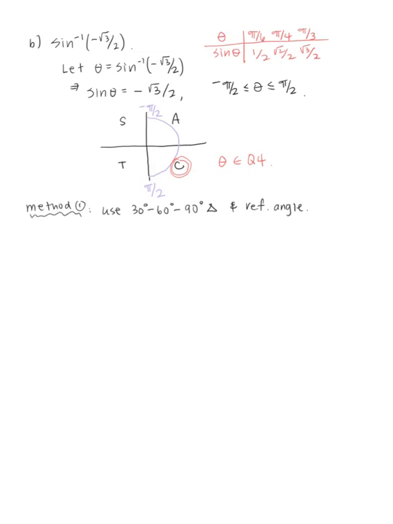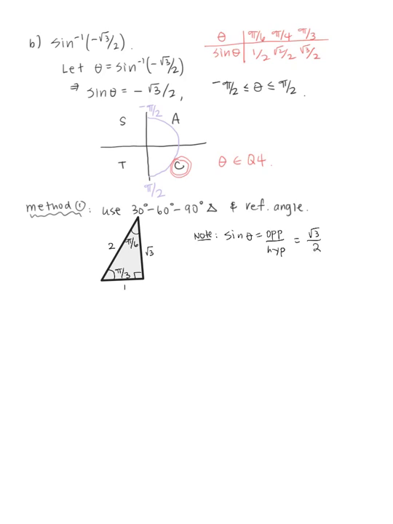Alright, so let me just draw that triangle real quick. So this is 60 degrees, which is pi over 3. And then this will be pi over 6, which is 30. Okay, and the lengths are 1, root 3, and then 2. Now note that sine of theta was opposite over hypotenuse. I know that it's going to be negative, but we're just looking for the reference angle, so let's just deal with positive root 3 over 2.